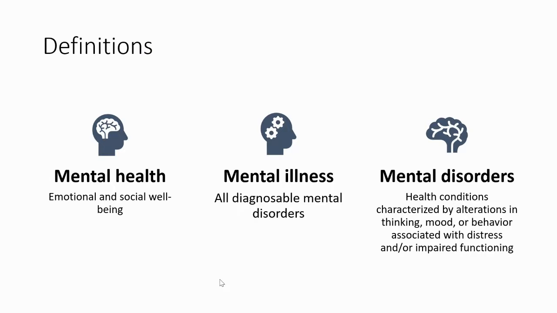Just some quick definitions. Mental health is your emotional and social well-being. A mental illness refers to all diagnosable mental disorders. And mental disorders are health conditions characterized by alterations in thinking, mood, or behavior associated with distress and or impaired functioning.